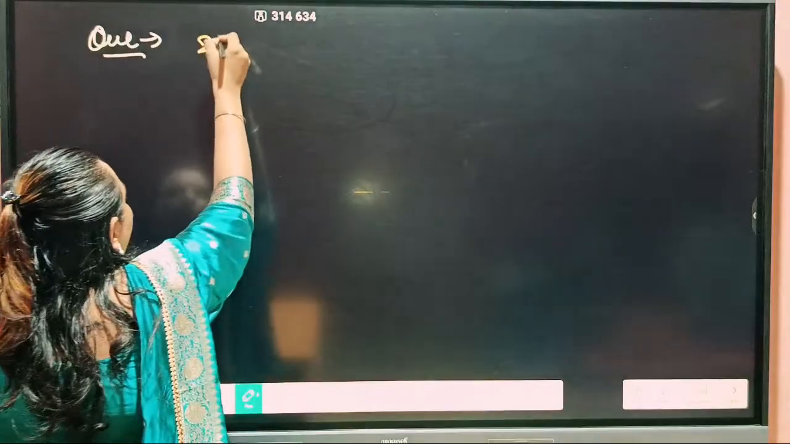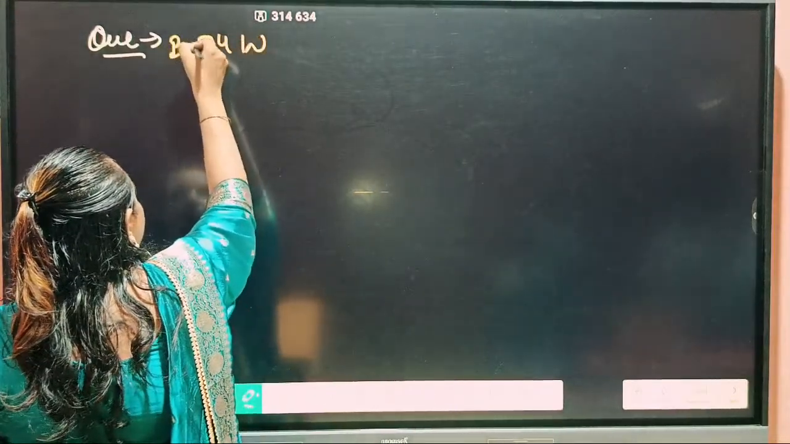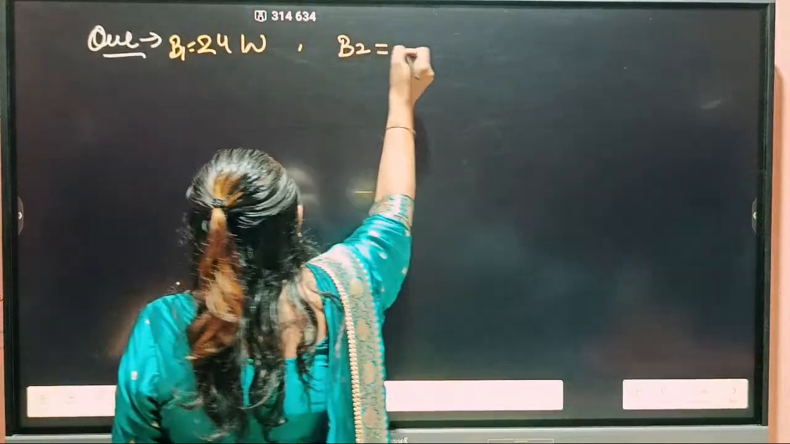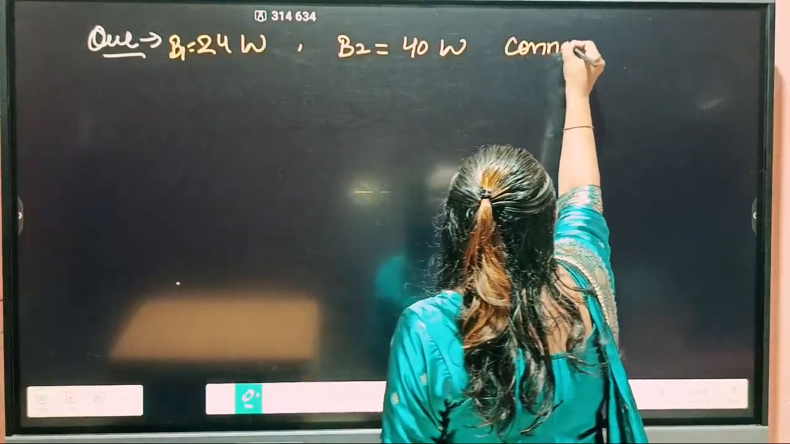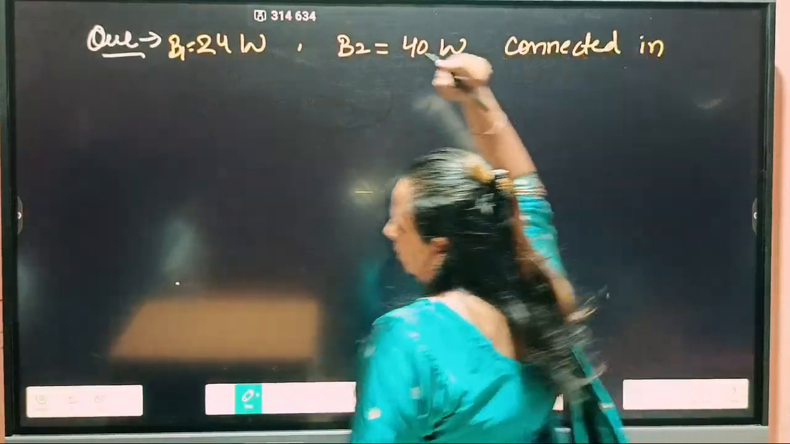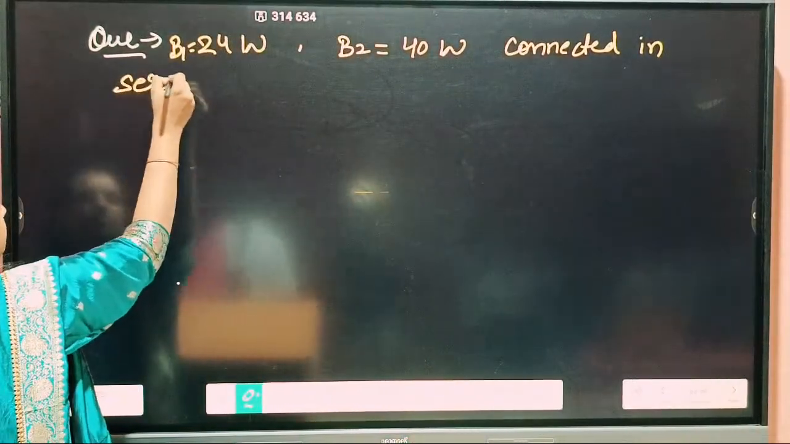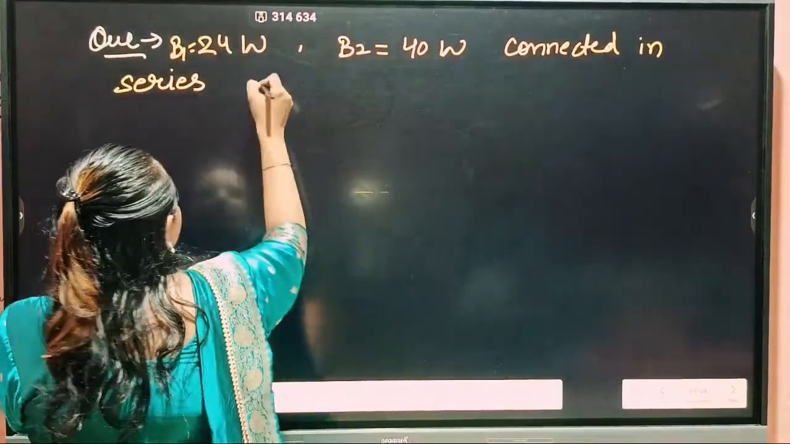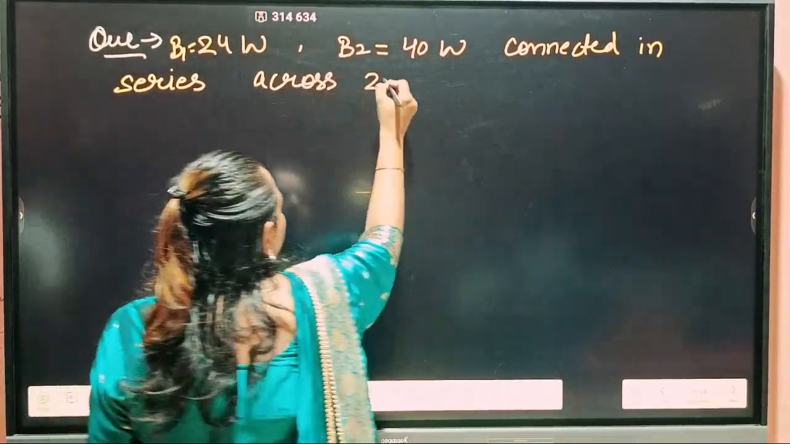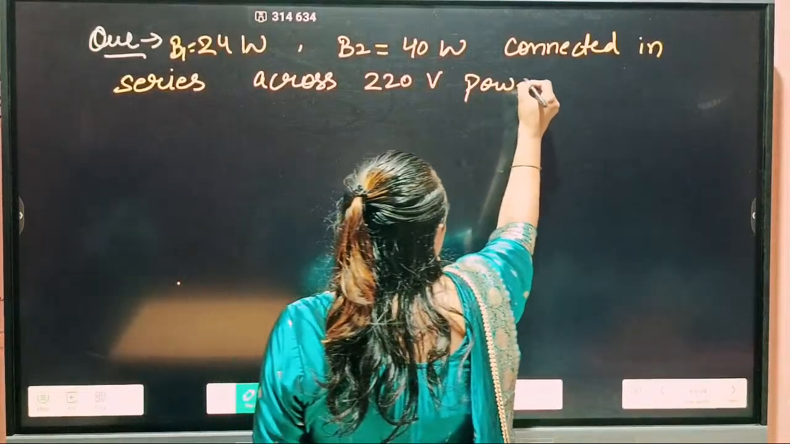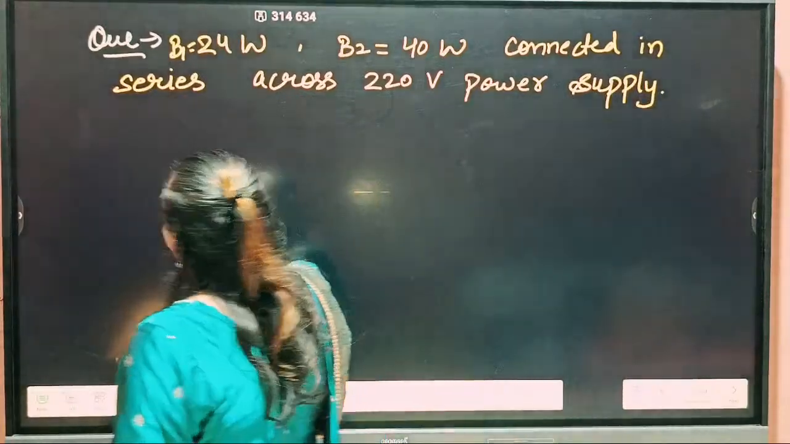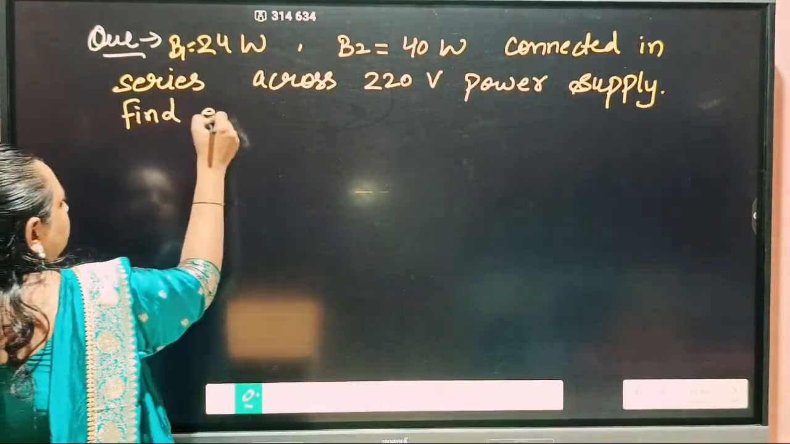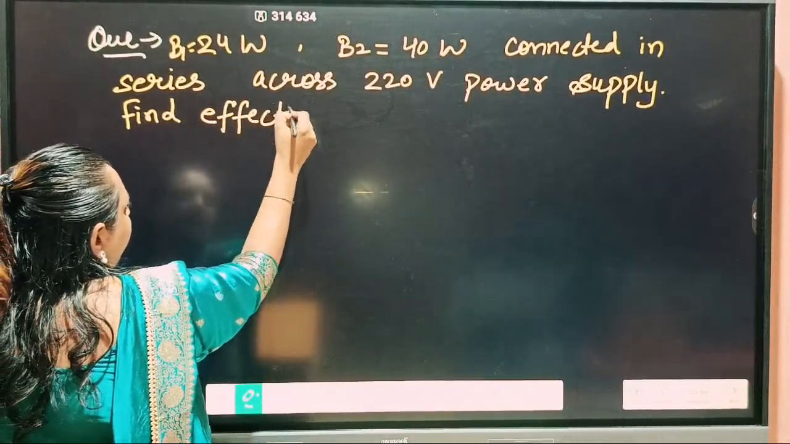If we have 2 bulbs, P1 is equal to 24 watt and P2 is equal to 40 watt, connected in series across a 220 volt power supply, find the effective power of the combination.